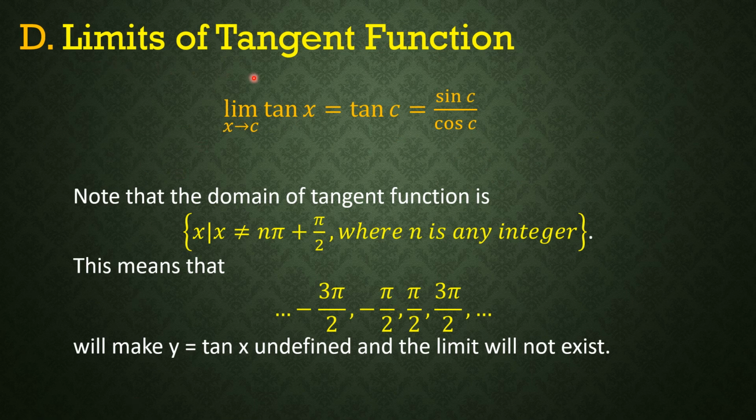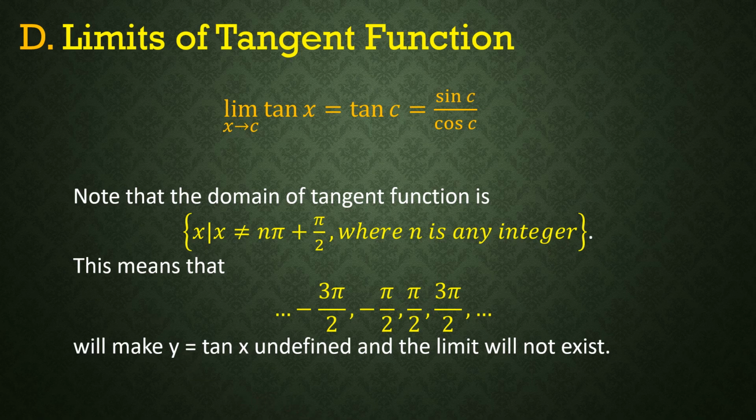Now, to understand the limits of the tangent function, we first take a look at its ratio identity, that is tangent x is sine x over cosine x. And with this idea, cosine x should not be 0. Okay, so where will that cosine function become 0? That will happen when we talk about the multiples of pi over 2.